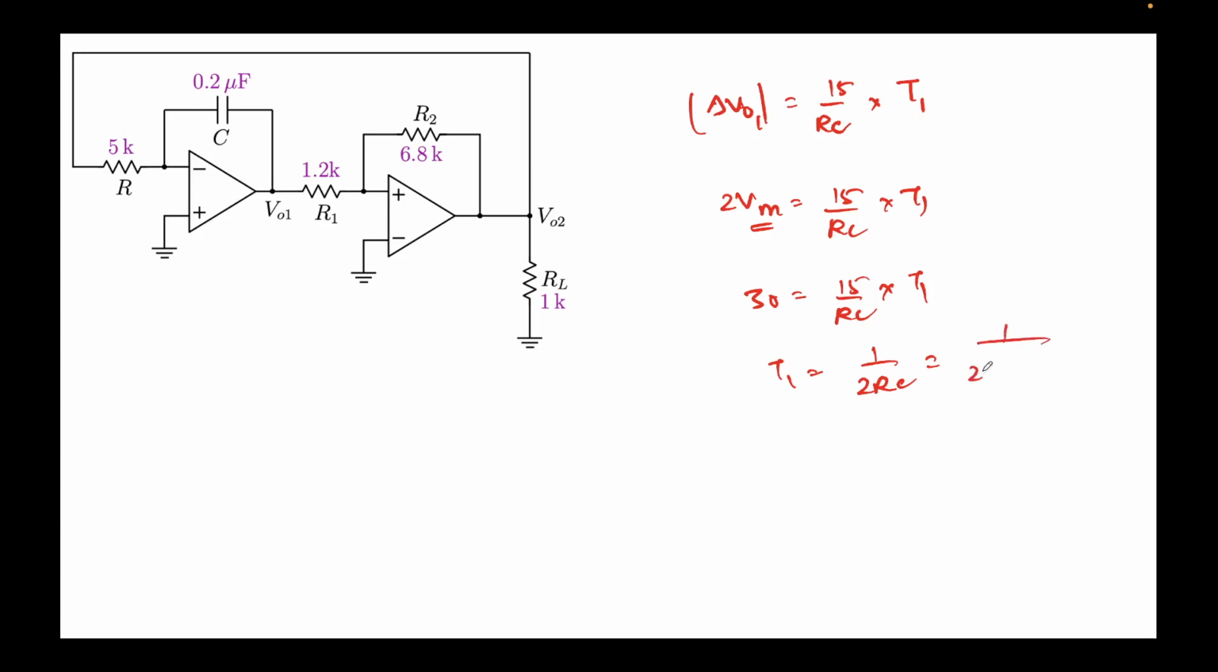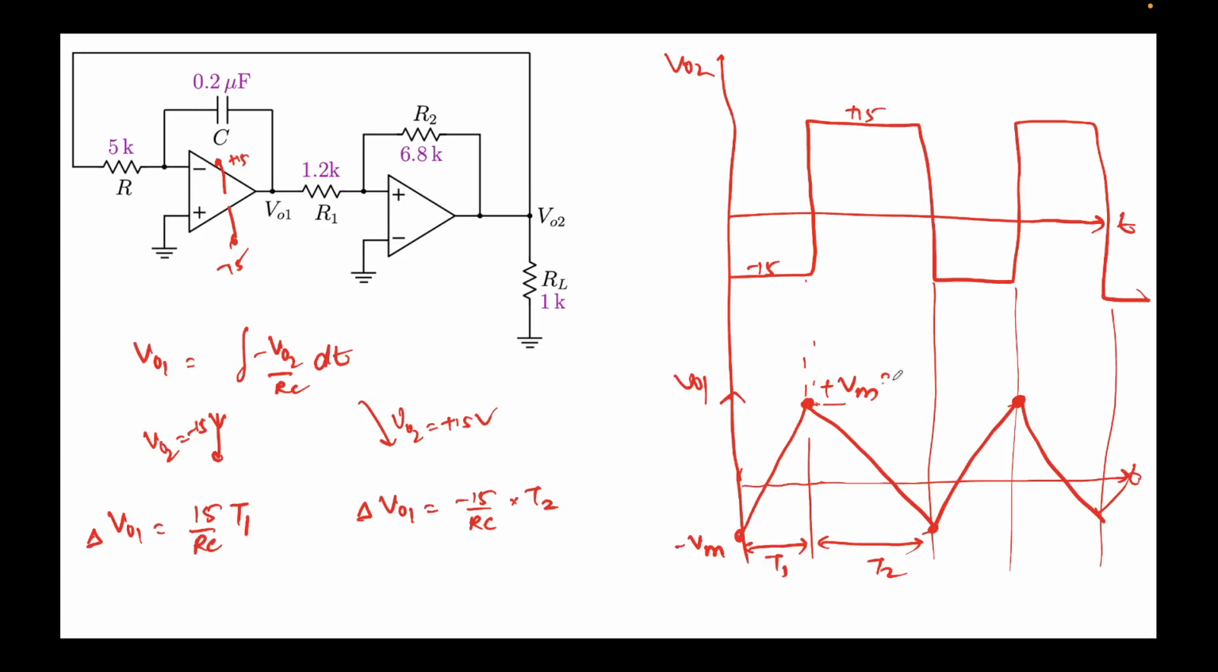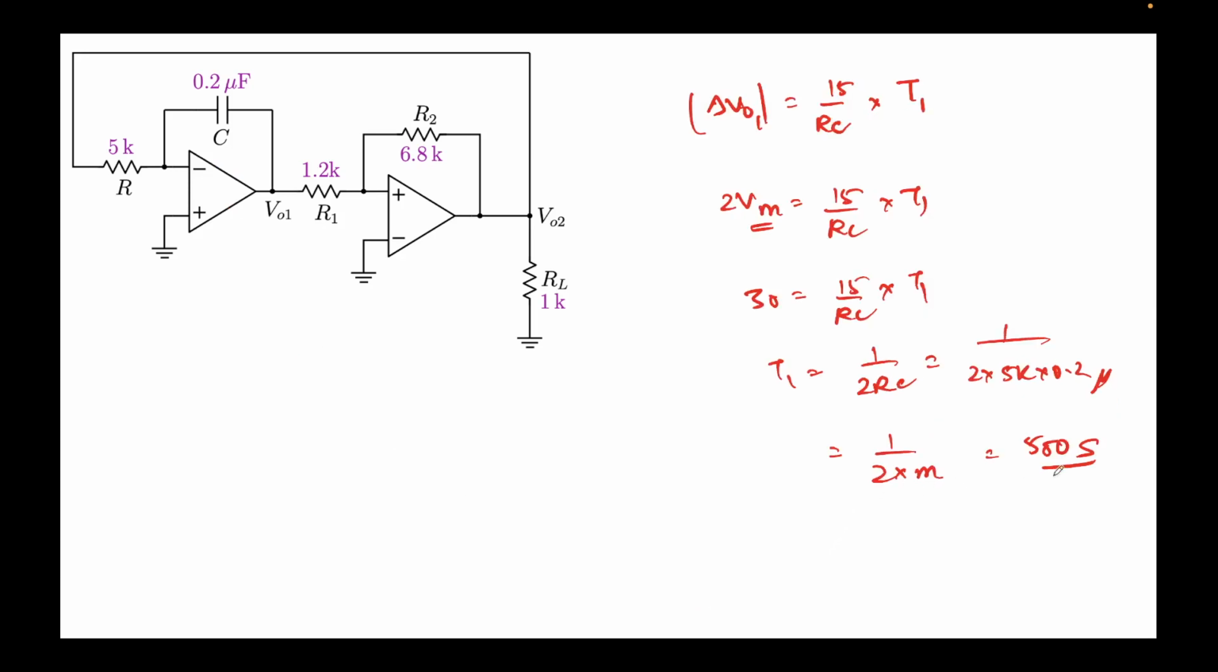So 1 by 2 into 5k times 0.2 micro. This will turn out to be 1 by 2 into, this will be milli, so it is turning out to be around 500. So milli will go up, and it will be 500 seconds. Similarly, because the form remains the same, for T2, remember the expression, T2 was also the same. Vm also has to be plus 15, and this is minus 15 volts. So it's 500 seconds. Similarly, T2 will also come out to be 500 seconds.